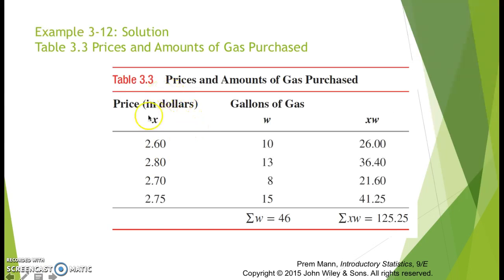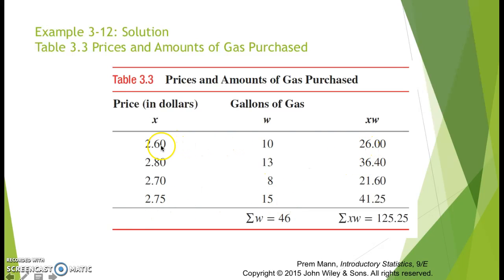So what we need to do is set up a table. The price of gas is going to be the variable. That's what we're trying to find out, the average price of gas. The gallons of gas are our weight, because we bought more gas at $2.75 than we did at $2.60. This carries a greater weight in the answer.